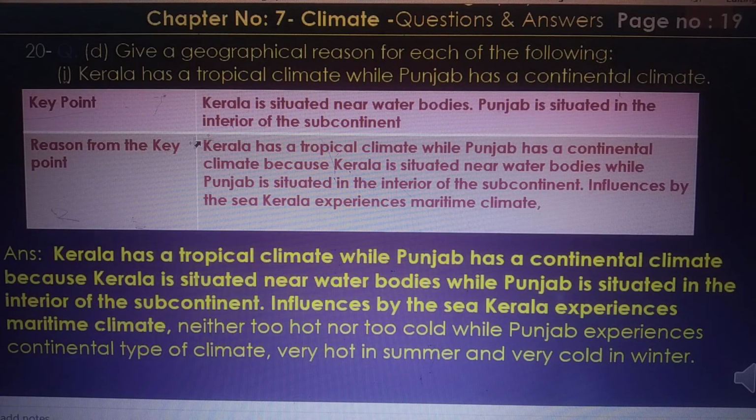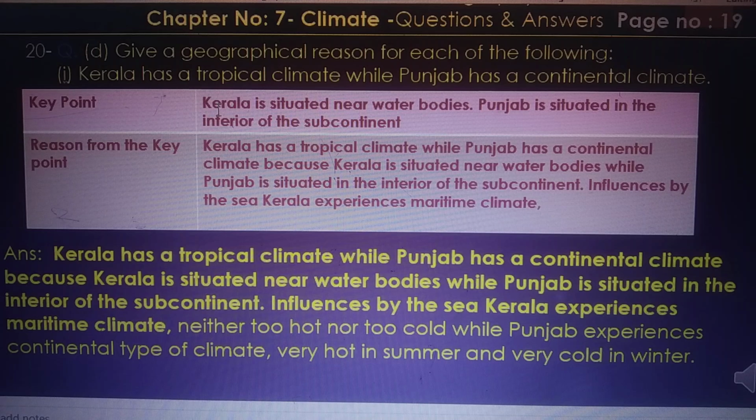Question number 20. Kerala has a tropical climate, while Punjab has a continental climate. Key points: Kerala is situated near water bodies. Punjab is situated in the interior of the subcontinent. Reason: Kerala has a tropical climate while Punjab has a continental climate, because Kerala is situated near water bodies while Punjab is situated in the interiors of the subcontinent.